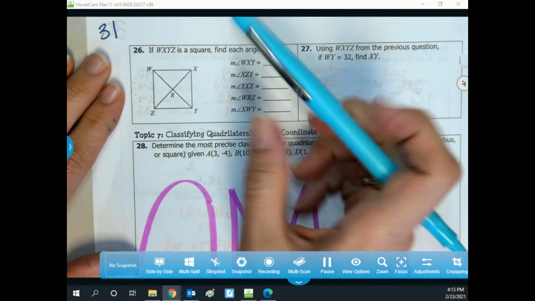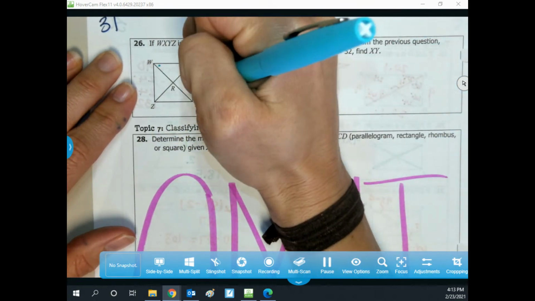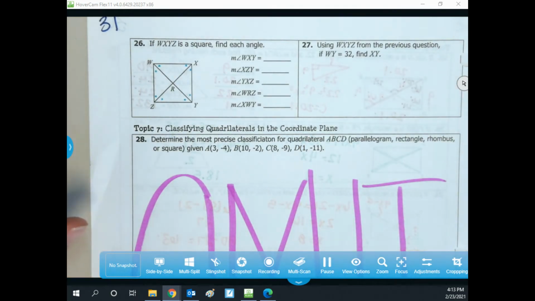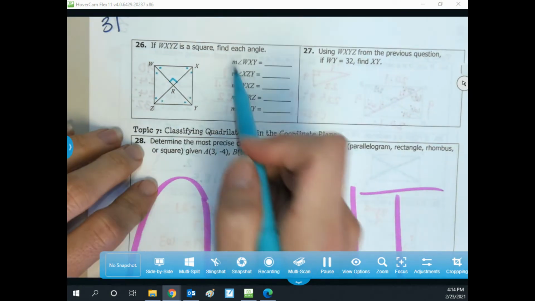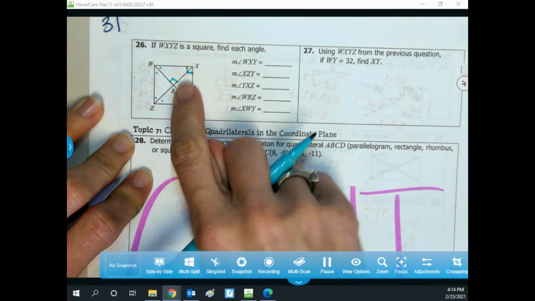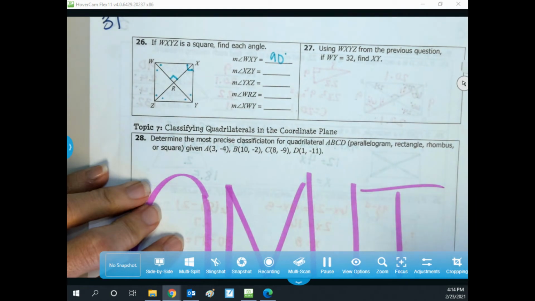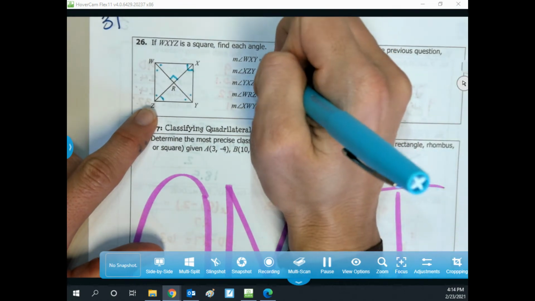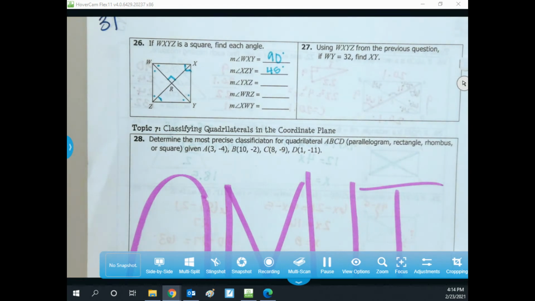If WXYZ is a square, find each angle. Now remember, all of these little angles are 45 degrees, and all of the angles in the middle are 90. All right, so WXY is this whole corner up here. That's 90 degrees. XZY is this angle down here. That one's 45 degrees. Which answer below shows these last 3 answers in order?